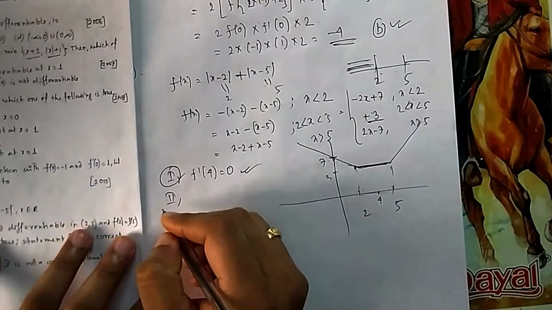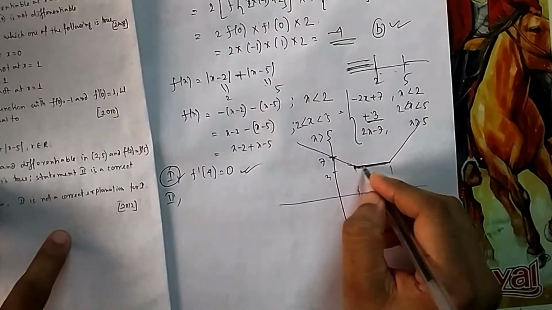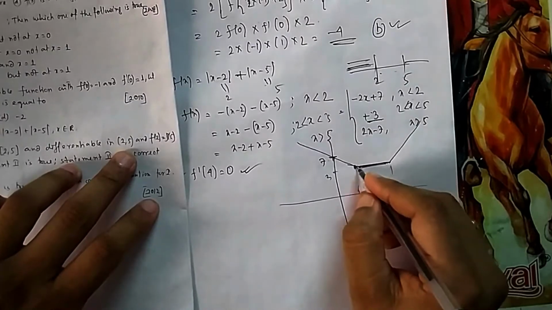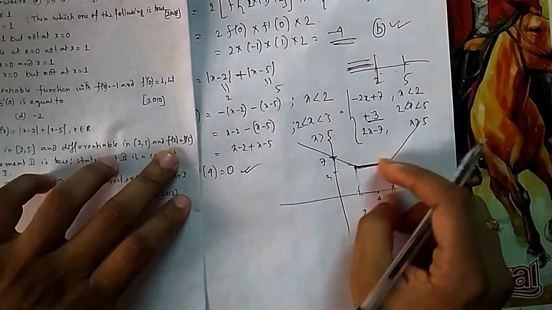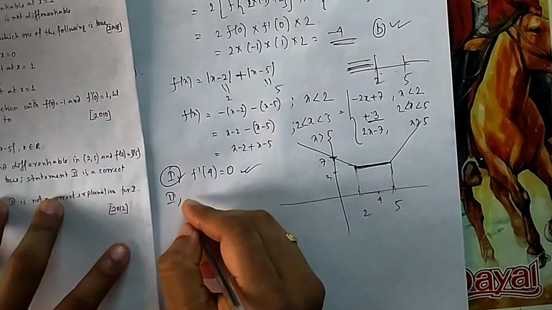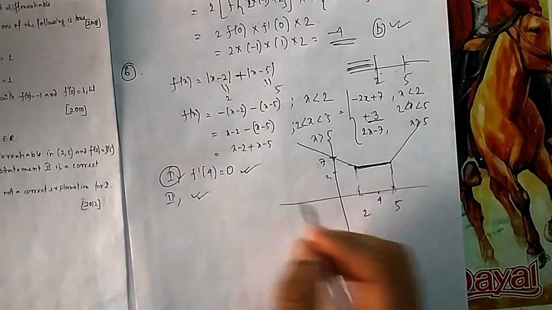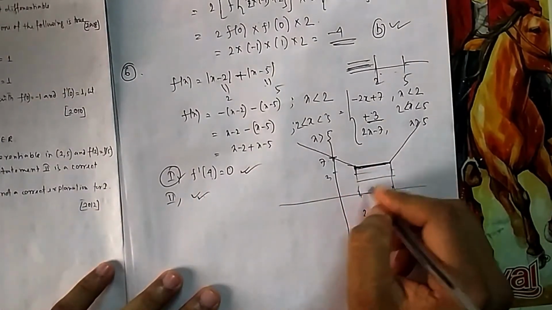Statement 2: f is continuous between 2 and 5. Yes, it is continuous, you can draw it with a single line stroke from 2 to 5. Differentiable between 2 and 5, okay, you know the differentiation of this one is 0. f(2) is equal to f(5), okay, both the heights are the same, 3 and 3. So statement 2 is also true. But is 2 the correct explanation for 1? What is 2? It says it is continuous, it is differentiable, and f(2) equals f(5).